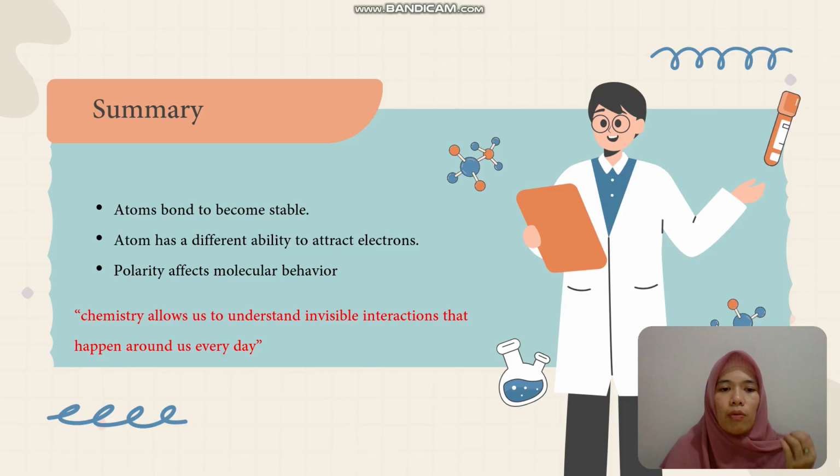Atoms form chemical bonds to achieve a more stable condition. Each atom has a different ability to attract electrons. This difference leads to uneven charge distribution and molecular polarity. Molecular polarity influences various phenomena in everyday life.